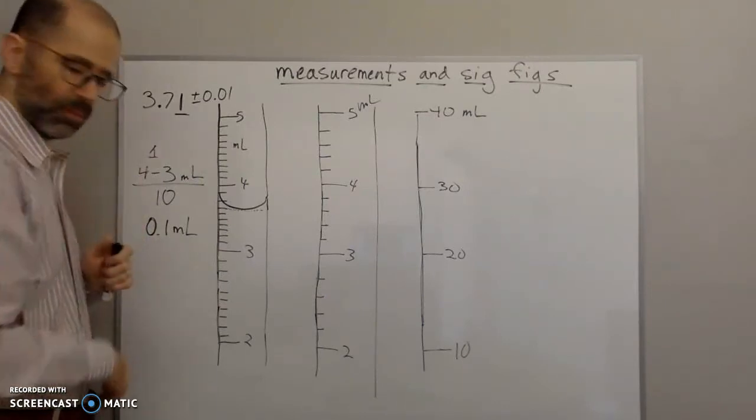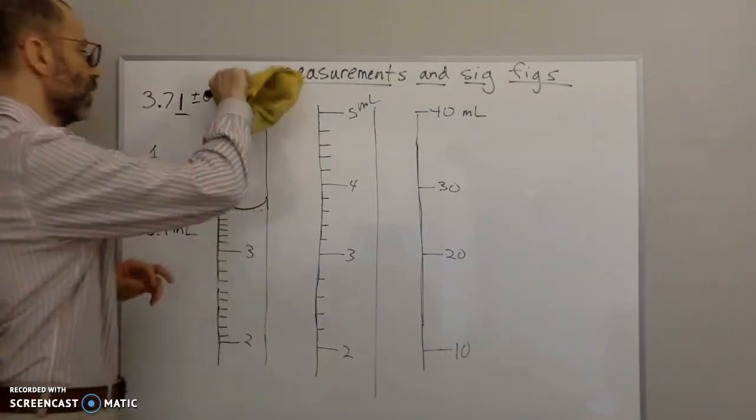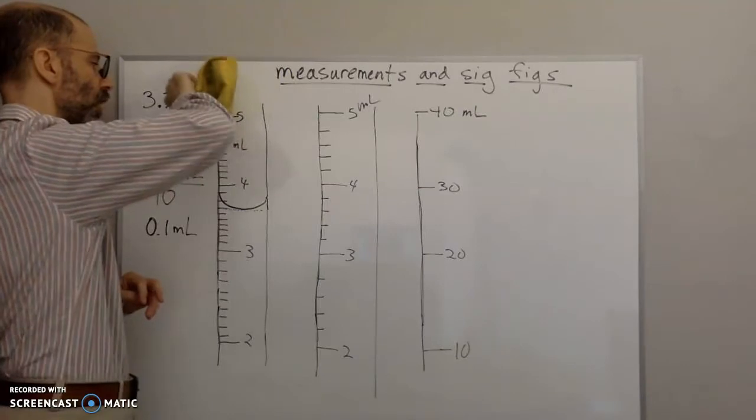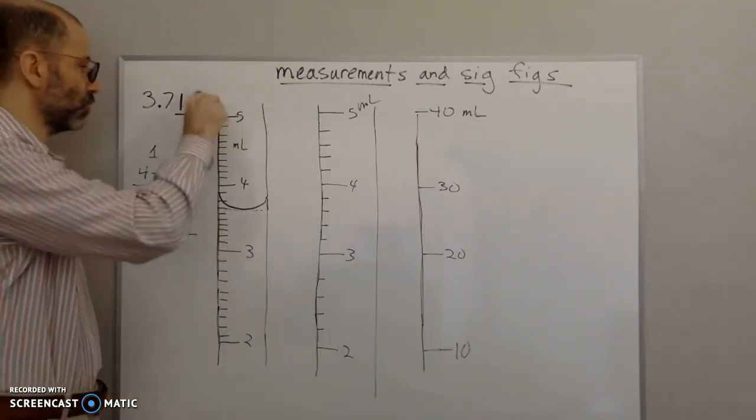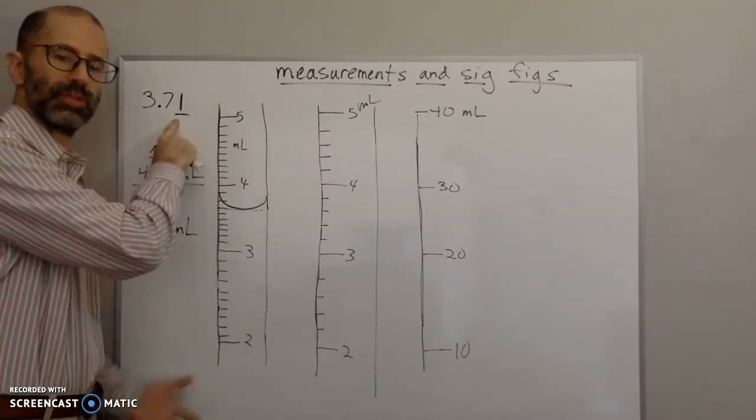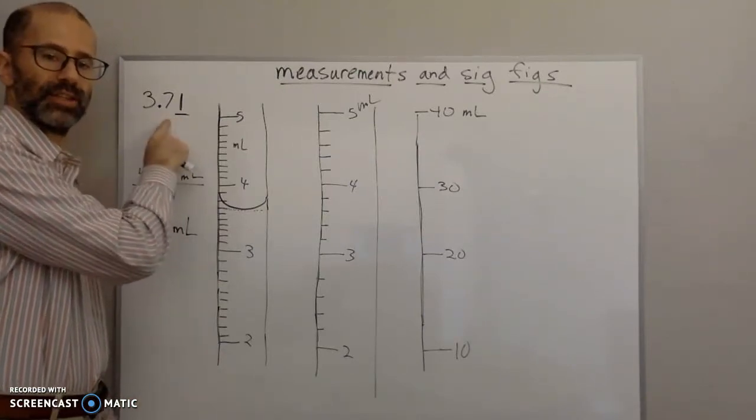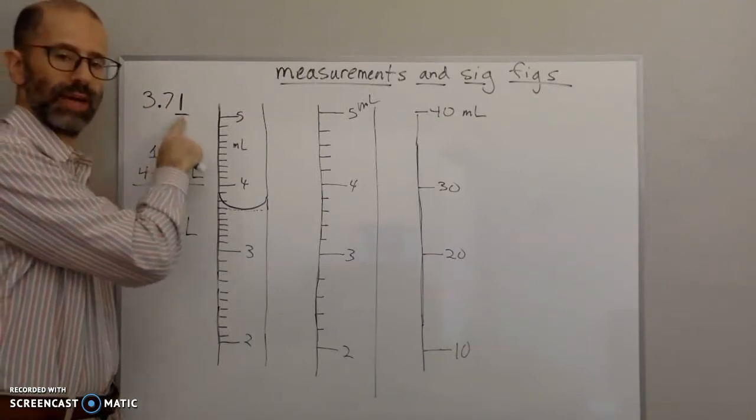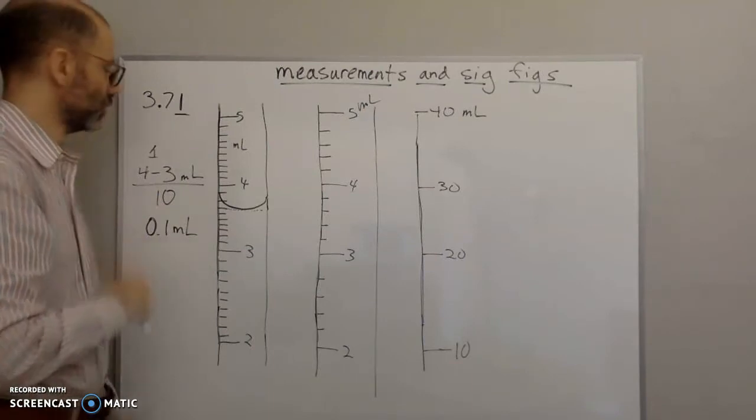So if it's not written down, if you don't have to report this, a lot of times you do. If it's not reported with the plus or minus 0.01, then it's usually assumed to be plus or minus 1 unless it's indicated otherwise. So if you're just looking at this and you know it's a measurement, then you can assume it's plus or minus whatever place the last digit is.